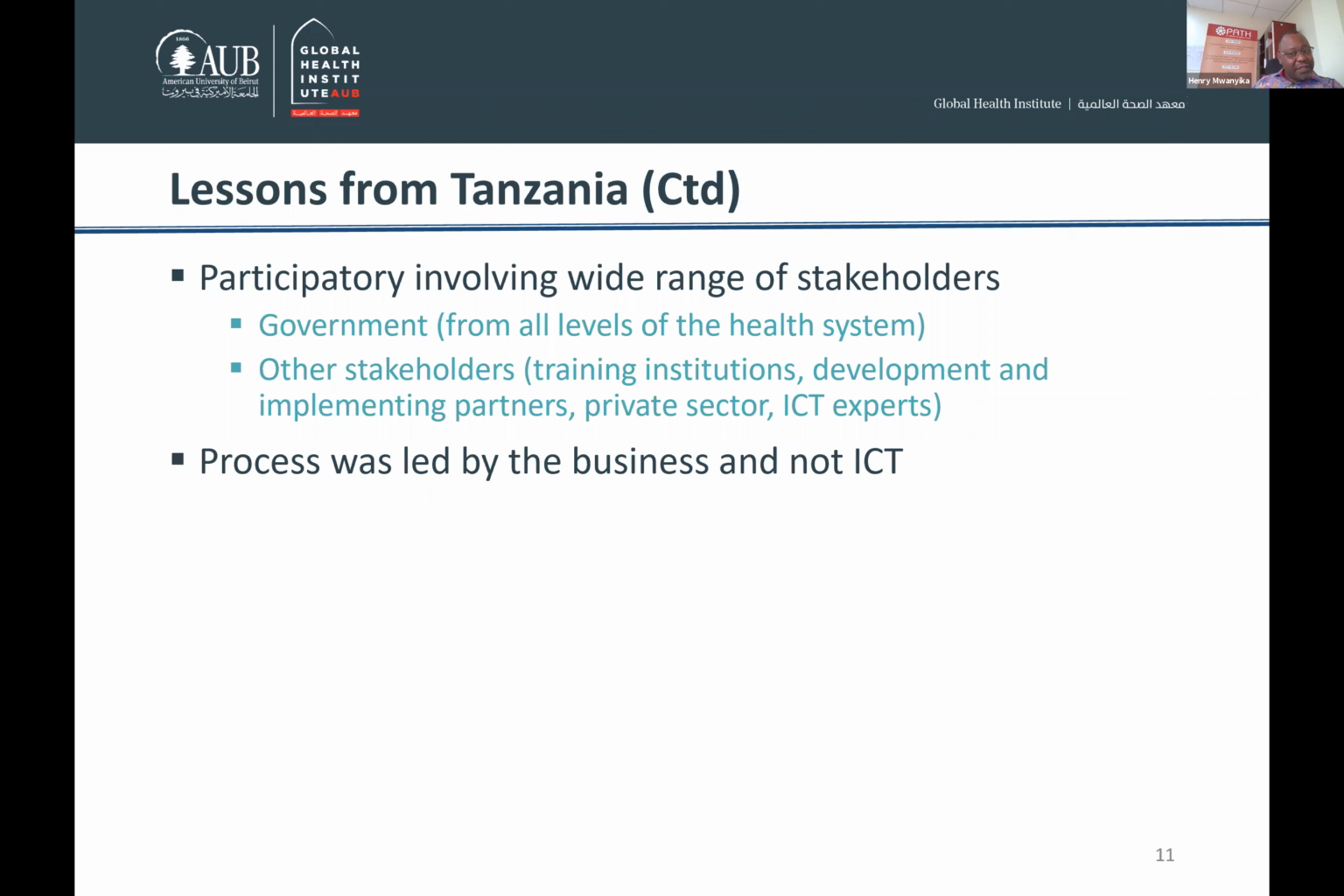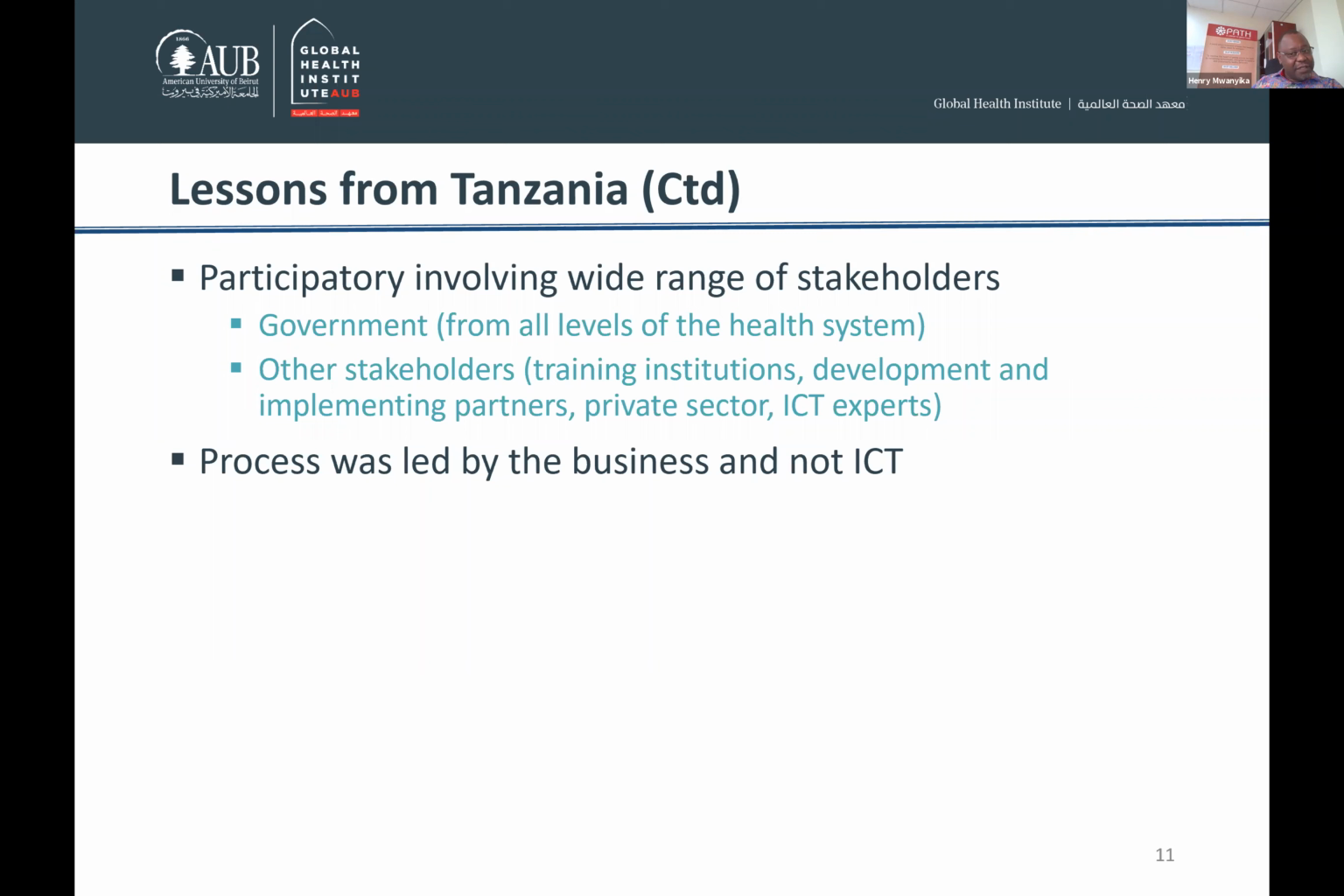Also, the process was very participatory, and they involved a wide range of stakeholders from government, and within government, not only at national level but all levels of the health system, and also other stakeholders: training institutions, development and implementing partners, the private sector, ICT experts from within and from the region. The idea is to make sure that we can get as wide a range of viewpoints and also inputs as possible.